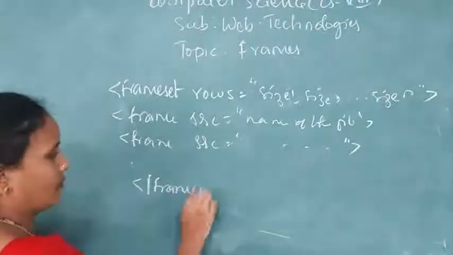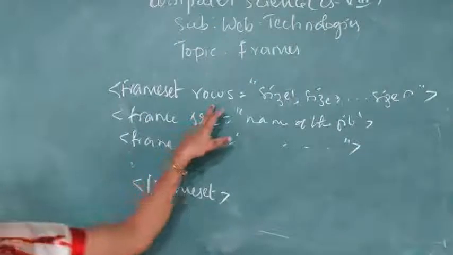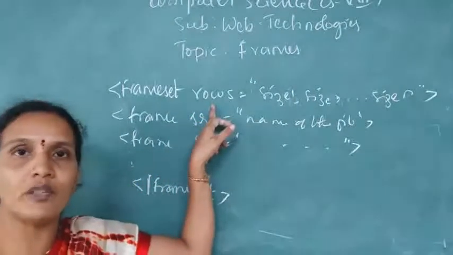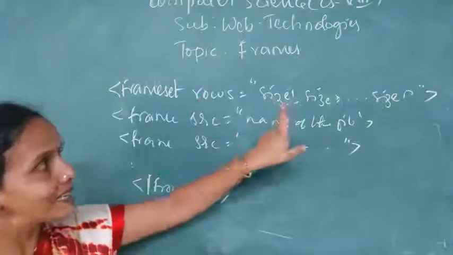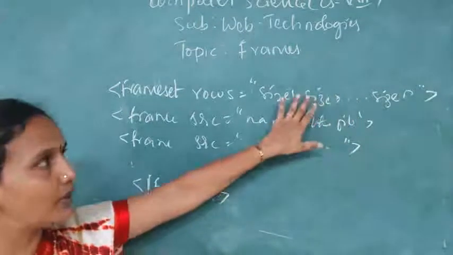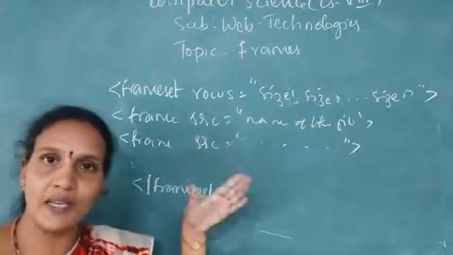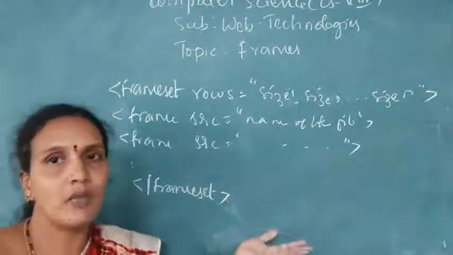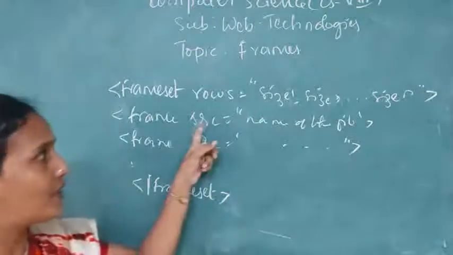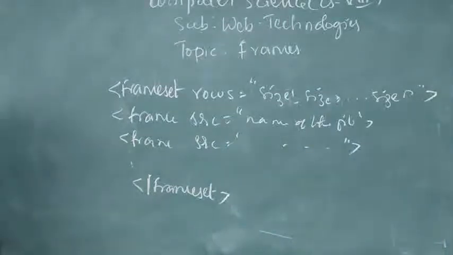What is the use of rows? Rows gives the information that we are going to divide the browser window into rows: the size of the first row, the size of the second row, and the size of the nth row. So if you have given 3 sizes here for 3 rows, 3 frames should be present here. If 3 frames are present, 3 HTML documents should be there: first frame, second frame, like that. The syntax is very, very important. In the exam also you have to write the syntax.